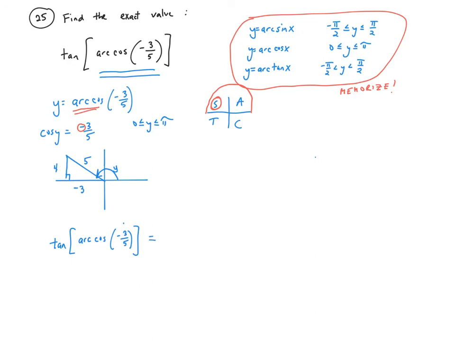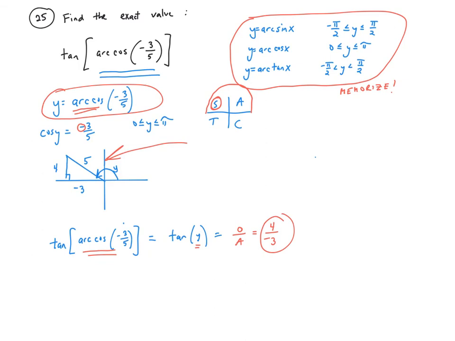So with the completely labeled reference triangle, we can answer the question. The tangent of the arc cosine of -3/5 is equal to the tangent of y. Right here we made a substitution because in the beginning of the problem we called arc cosine y. So now we have to find the tangent of y. Well, to find the tangent of y, look at the triangle. We're after opposite over adjacent. So that would be 4 divided by -3, or -4/3.